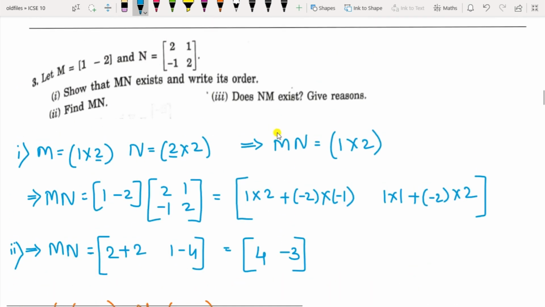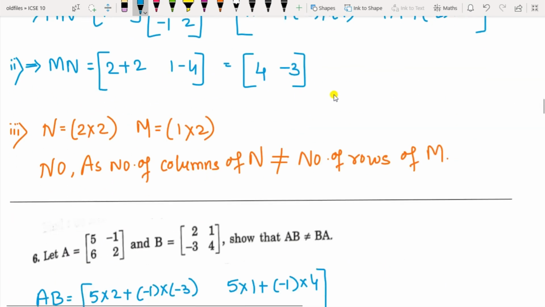Then the next question here is, does NM exist? Give reason. So we have to prove that NM exists or not. So this is N and M. First you have to consider the N matrix and then the M matrix. Now here you can see the number of columns of N is not equal to the number of rows of M, and therefore NM does not exist, as the number of columns of N is not equal to the number of rows of M.